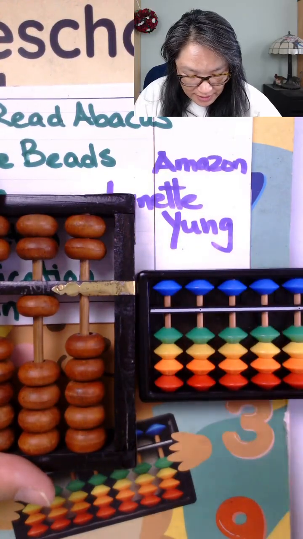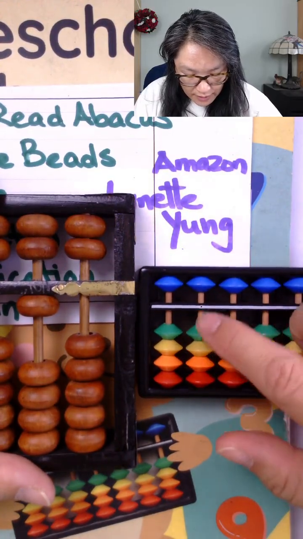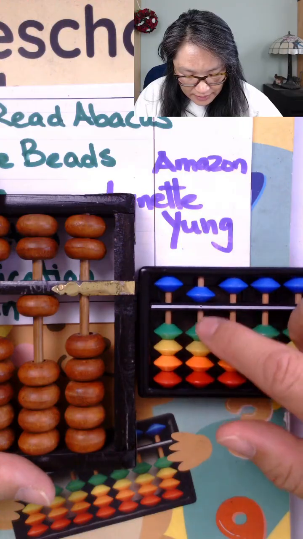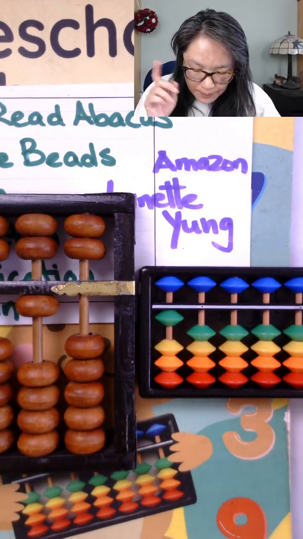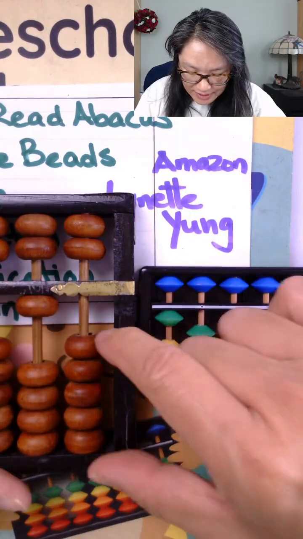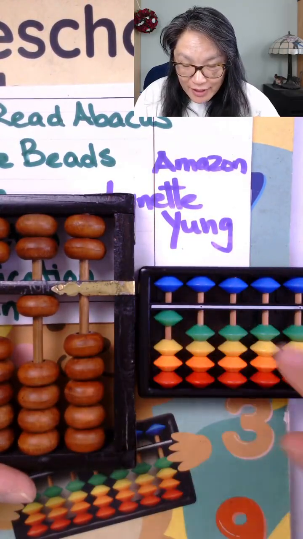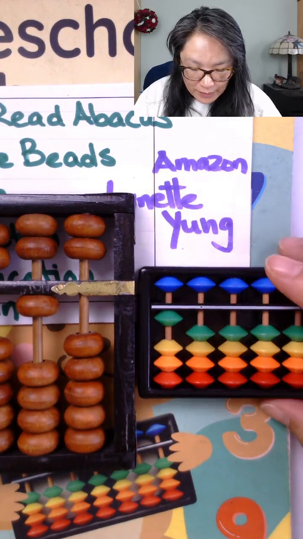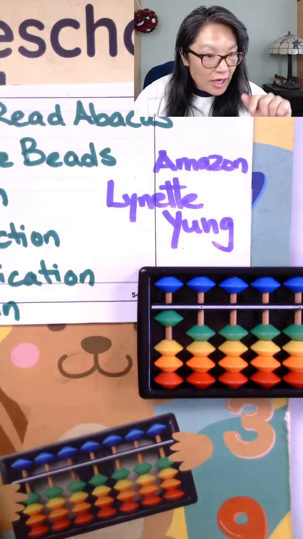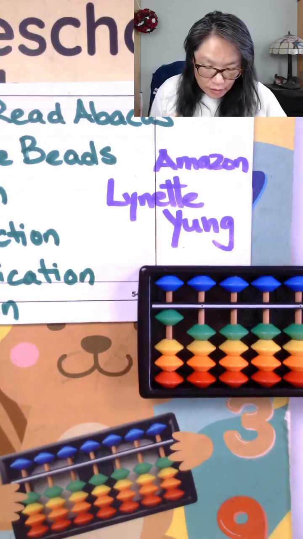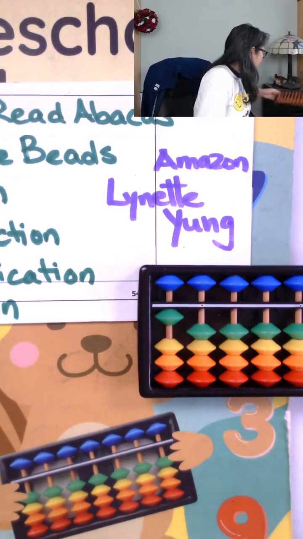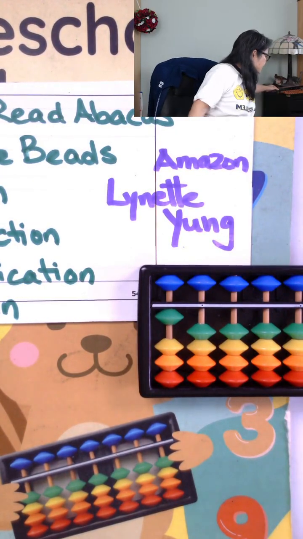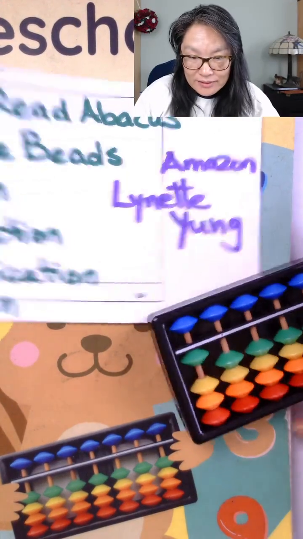On the Japanese abacus, we have 1, 2, 3, 4, and then 5. 6, 7, 8, 9, and then 10. I like the Chinese abacus because I don't have to explain how to make a 5. On the Japanese abacus, I have to learn how to make a 5, and I'll show you in a little bit. Let's figure out how to move the beads. So that's a little bit about the Chinese abacus and the Japanese abacus. So let me show you how to move the beads. The first thing we're going to do is understand how we add on the abacus.